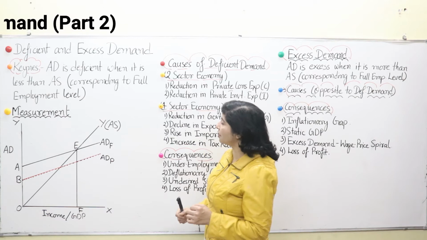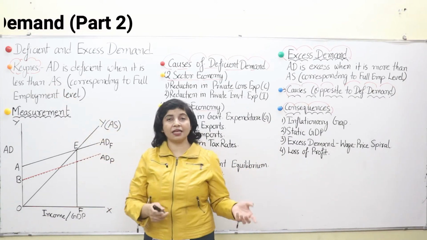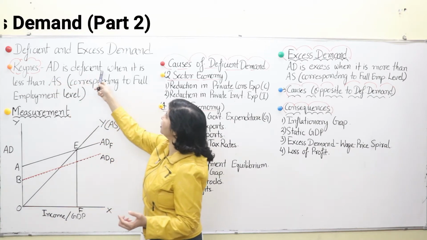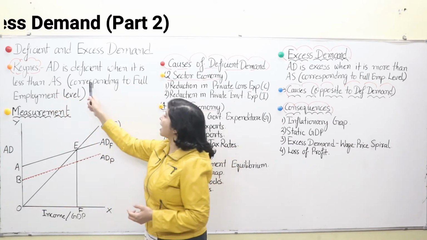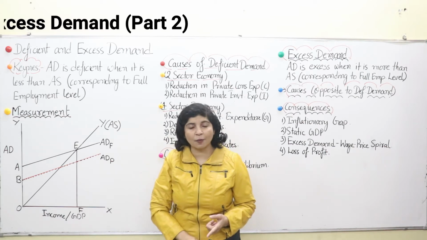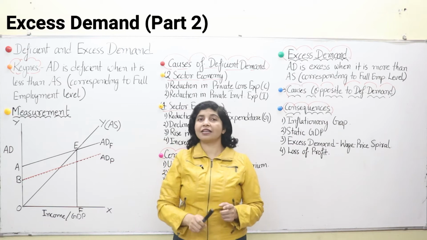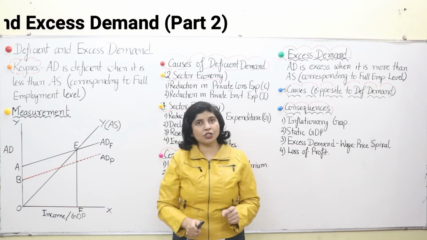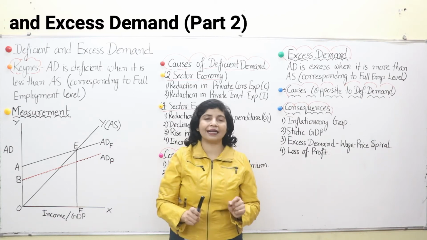The definition of deficient demand has been given by John Maynard Keynes, J.M. Keynes: aggregate demand is deficient when it is less than aggregate supply corresponding to the full employment level. We have already discussed the full employment level. Can we revise? Yes. Full employment level is the level of employment where people who are willing and able to work at existing wage rates are getting jobs.